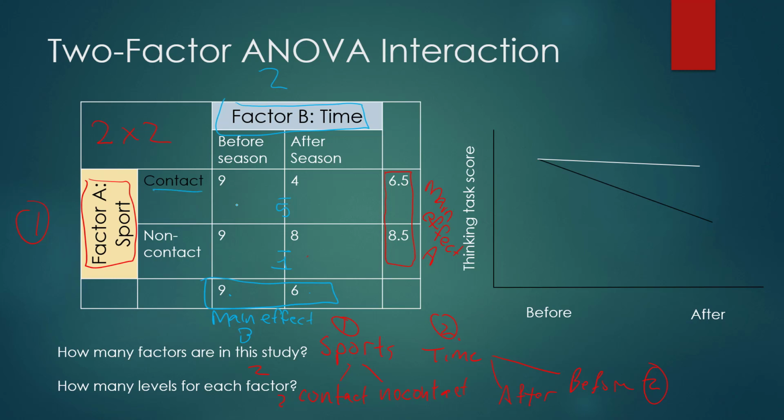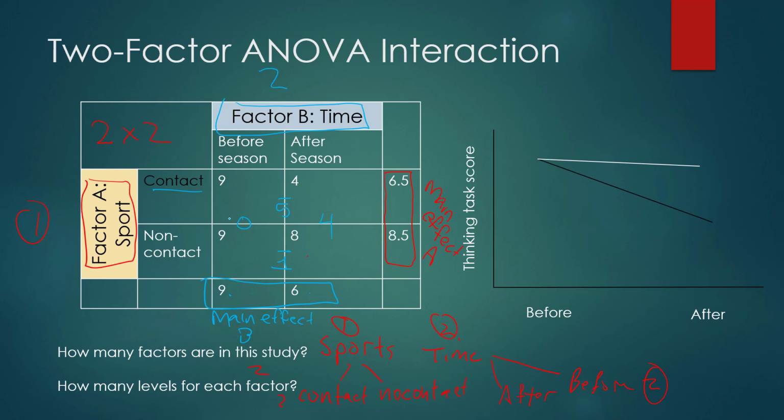If we look at the differences before the season in our contact and non-contact sports, we see 0 change. If we look at the difference between contact and non-contact sports after the season, we see a 4-point difference. Again, suggesting that the differences we see here between our contact and non-contact sports are due to whether it's before the season or after the season.